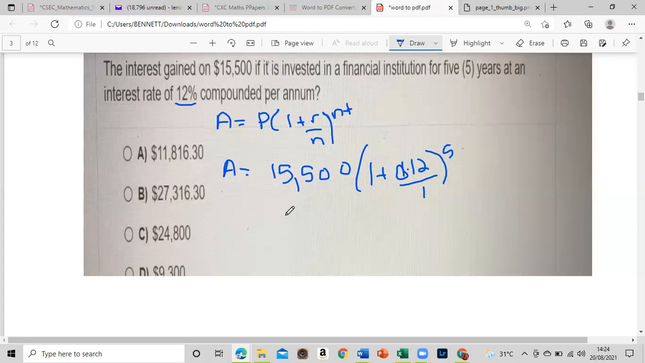So this now would give us this. Let's rewrite this so you know which part is which. 1 plus 0.12 gives you 1.12, and that raised to the fifth power. So guys, we're going to raise 1.12 to the fifth power first, because you have to do the power according to the BODMAS rule, and then we'll multiply it by this. And it is B.